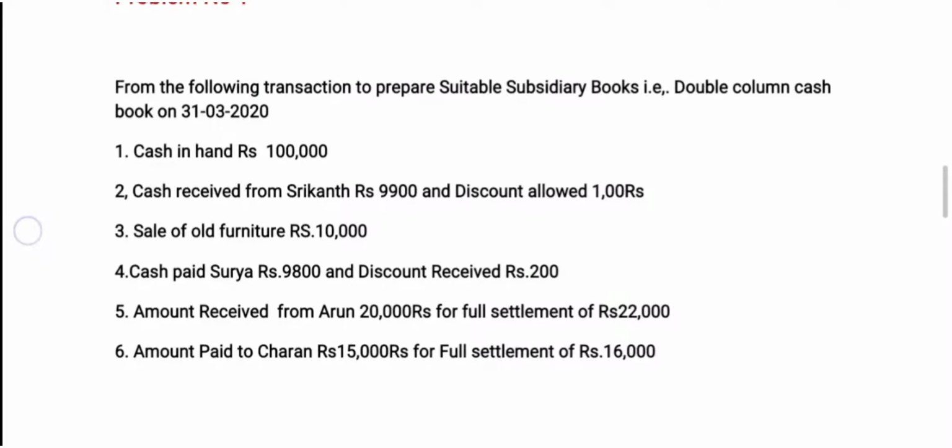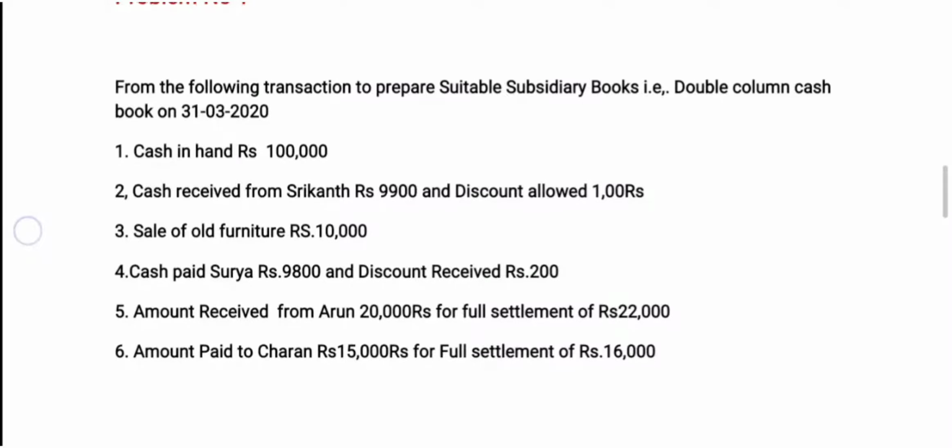Now coming to the third one, that is sales of old furniture 10,000 rupees. Now coming to the fourth transaction, that is cash paid to Surya 9,800 rupees, and discount received 200 rupees. Then coming to the fifth date, that is amount received from Arun 20,000 rupees for full settlement of 22,000.